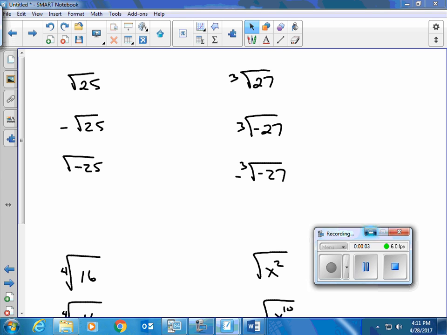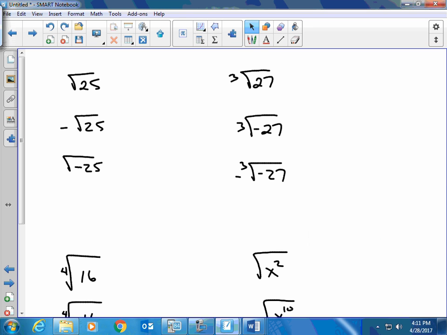This recording is going to cover rational exponents and radicals and how they go together. So on the board I've got a whole bunch of starting places. On the left-hand side, let's look at something basic. Square root of 25. Square root of 25 means what two numbers multiplied together give me 25. And that is 5. That should be review.